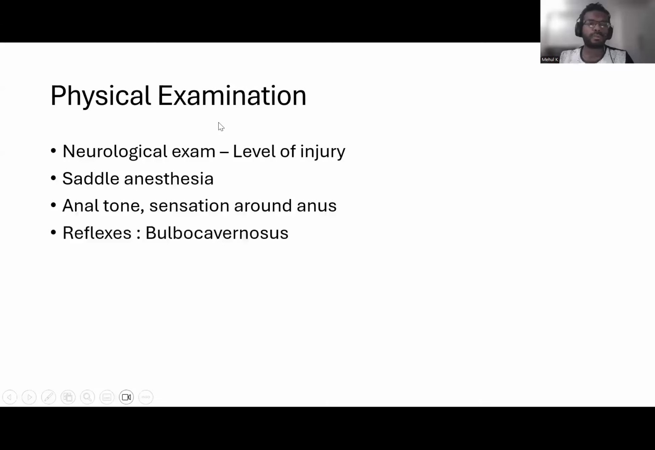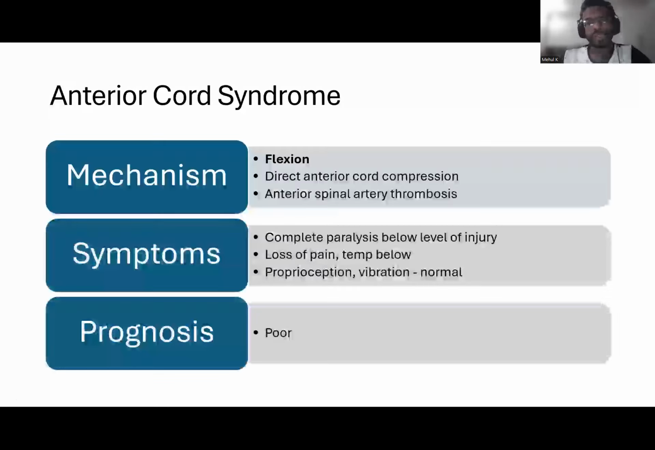So for that you'll have something called ASIA classification, which we'll get into here. But in general, what we look for is the level of injury, any saddle anesthesia, make sure you do a peripheral examination and look for any anal tone. Obviously, you're going to examine the entire cervical spine by doing a log roll, and you can look at certain reflexes like the bulbocavernosus reflex as well.